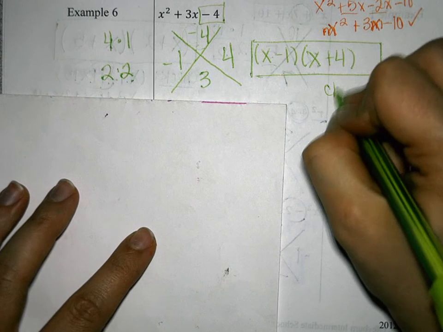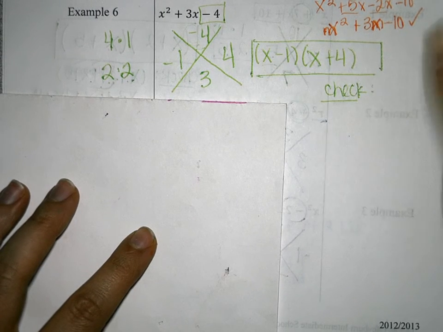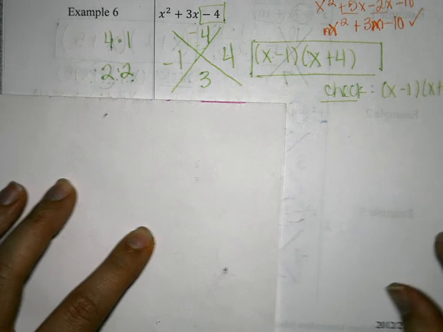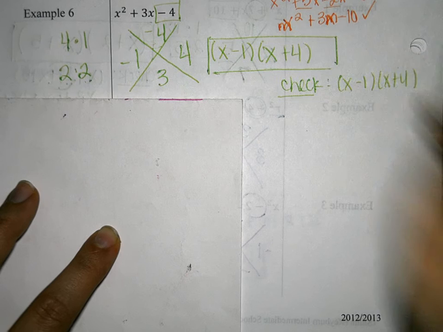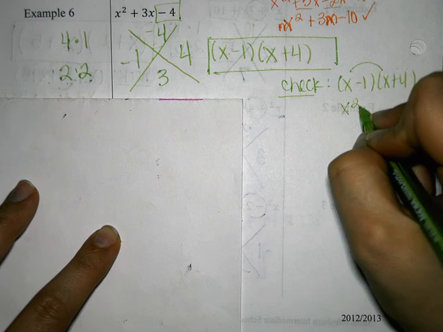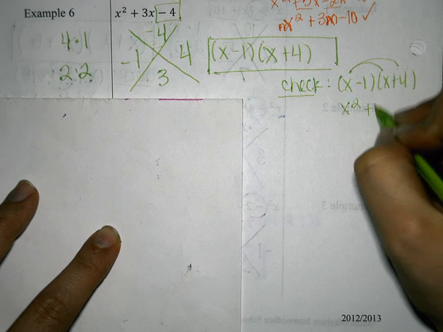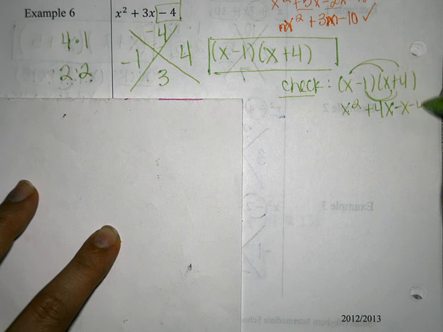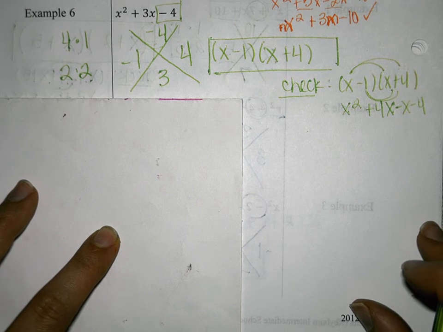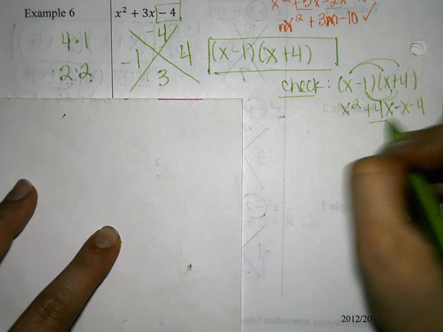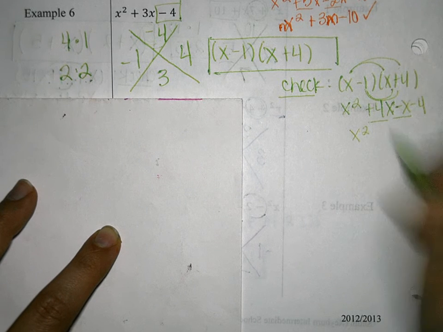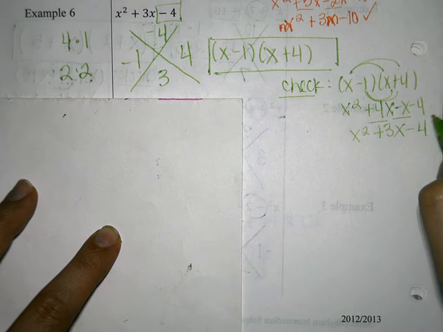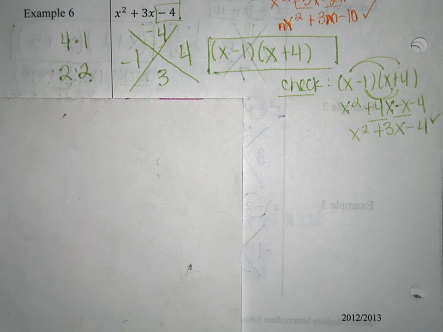Let's check. x times x gives me x squared plus 4x minus 1x minus 4. 4x minus 1x gives me positive 3x minus 4, which is what I started with. So we factored correctly.